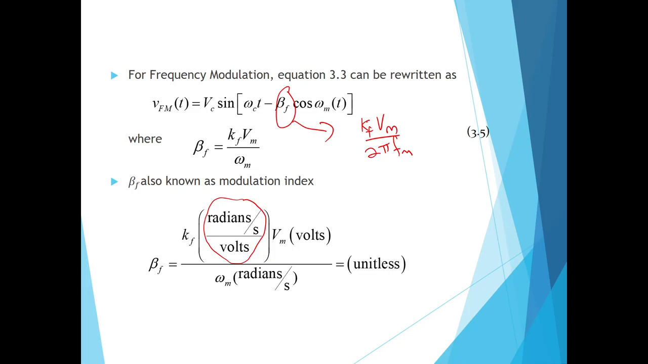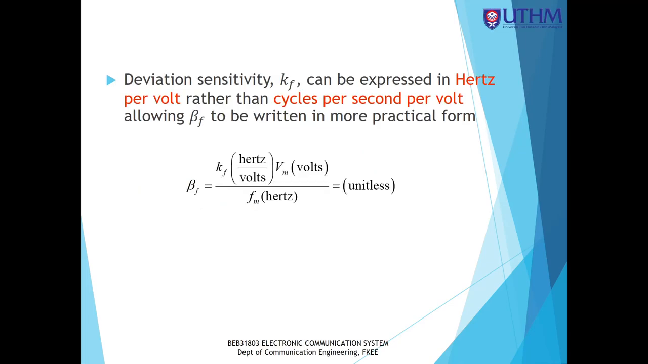And when you multiply with voltage, you get radian per second. And the value for 2 pi Fm is also radian per second. Therefore, beta F is a unitless parameter. We can also write beta F in terms of Kf Vm over Fm. So what's the difference? The difference is the unit for Kf.